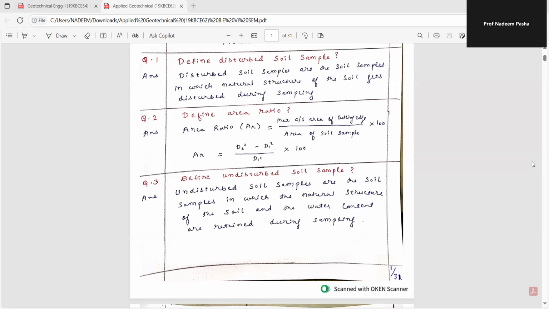Define undisturbed soil sample. Undisturbed soil samples are the soil samples in which the natural structure of the soil and the water content are retained during sampling. अनडिस्टर्ब सॉइल सैंपल क्या है? एक ऐसा सॉइल सैंपल है जिसमें कि नेचुरल स्ट्रक्चर ऑफ द सॉइल एंड द वाटर कंटेंट आर रिटेन ड्यूरिंग सैंपलिंग.